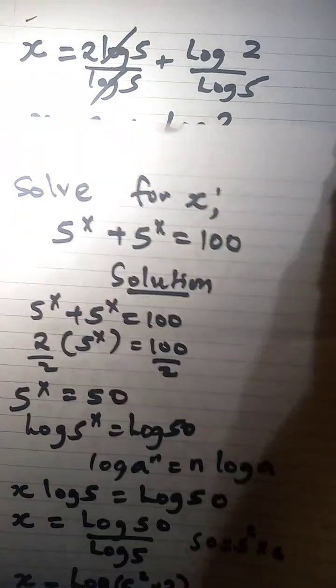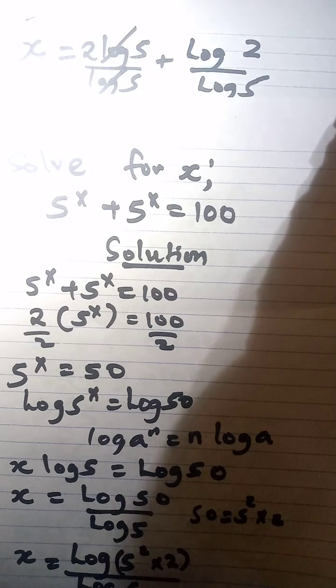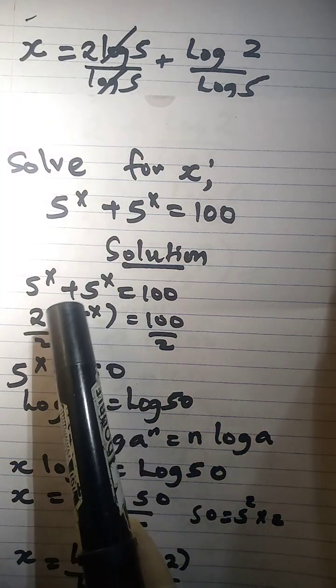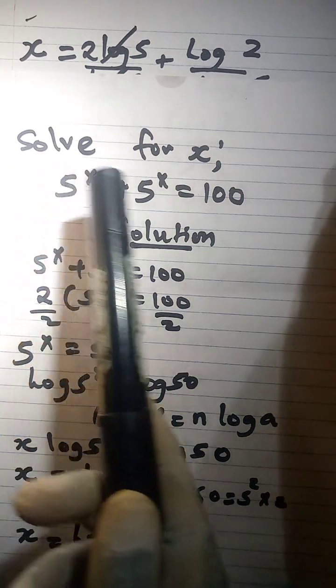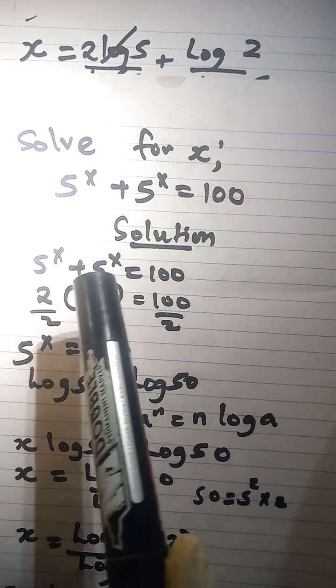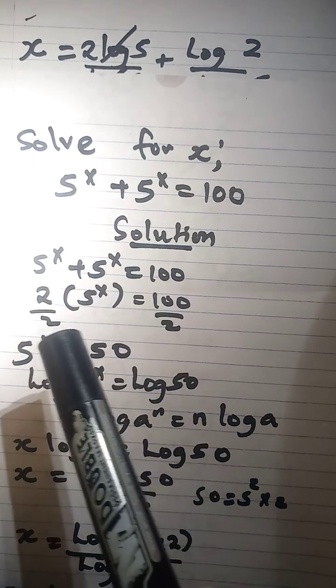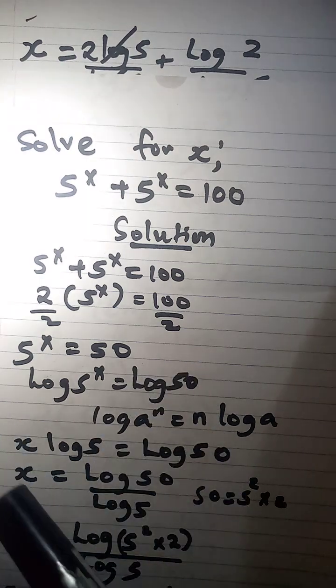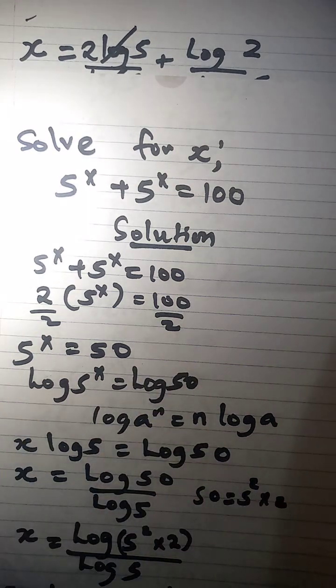You can recall we started by solving for the value of x. It was 5 raised to x plus 5 raised to x is equal to 100, of which we collected the like terms like that, and then we introduced logs at that stage. So I hope you've learned.